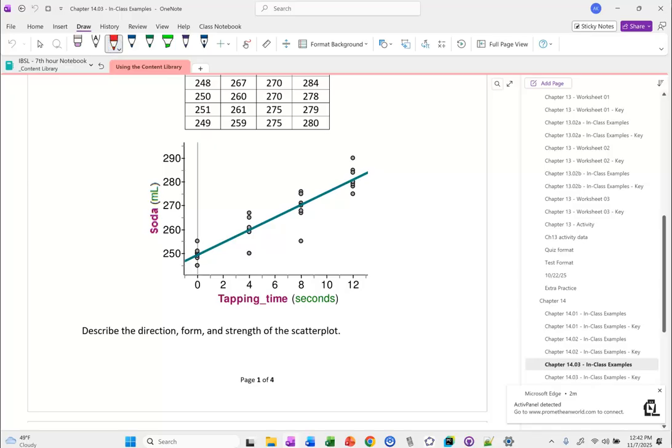Who can describe the direction, form, and strength of this scatter plot? Brooklyn. It's positive. Great. Linear. Great. And pretty strong, I said. Moderately strong. Great. That sounds good. Any questions as to how she did that? No. Okay.